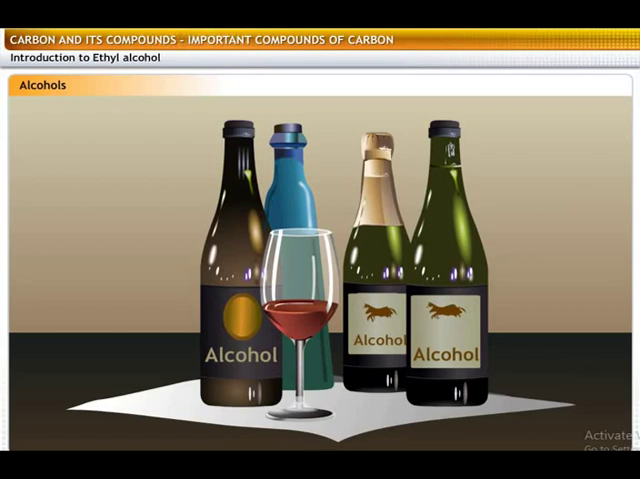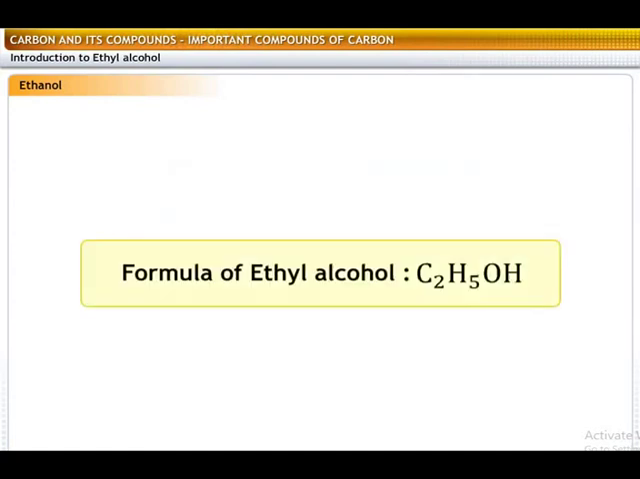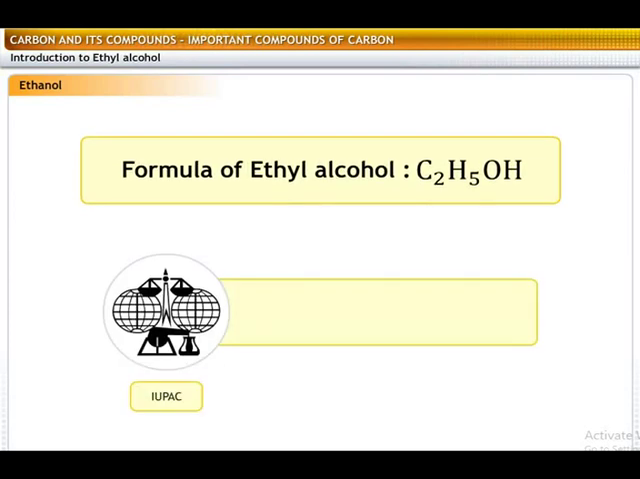Ethanol is commonly called alcohol and is the active ingredient of all alcoholic drinks. Ethyl alcohol or ethanol is a member of the alcohol family. The molecular formula of ethyl alcohol is C2H5OH. To begin with, let's analyze the formula to derive the IUPAC name for ethyl alcohol.